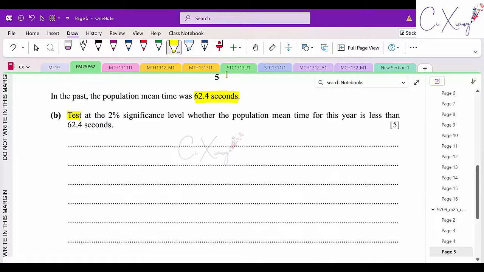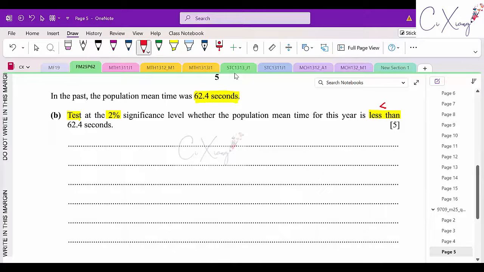Okay, so test at the 2% significance level, whether the population mean time for this year is less than, highlight the keyword less than. Okay, so this less than basically will give you a symbol of less than like this. So it actually helps us to form the alternative hypothesis.